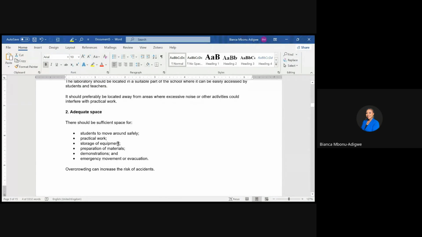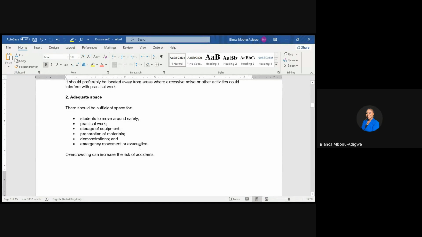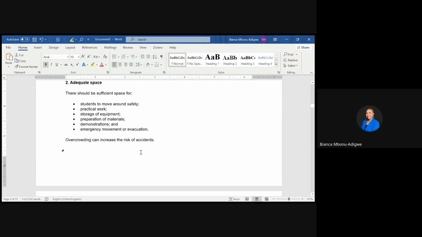Again, it should have adequate space. While I'm mentioning these things, I want you to picture the laboratories that you have been to. Number one, is it central? The location, is it good? Number two, does it have adequate space? You should have enough space for students to move around safely. So the lab that you know, can you move around safely? It should have enough space for practical work, storage, demonstrations, even emergency movements. It should never be overcrowded, because overcrowding can increase the risk of accidents.